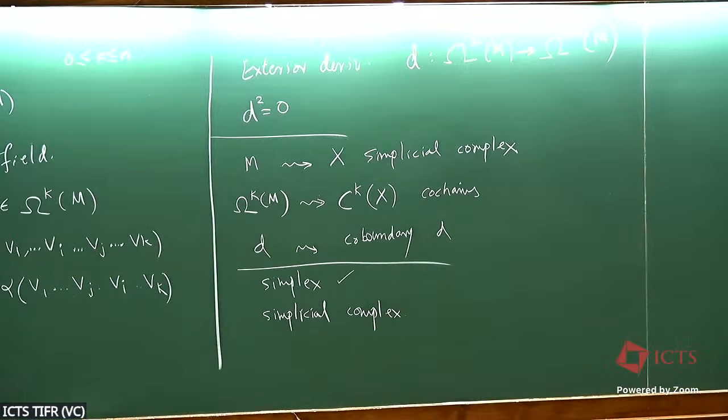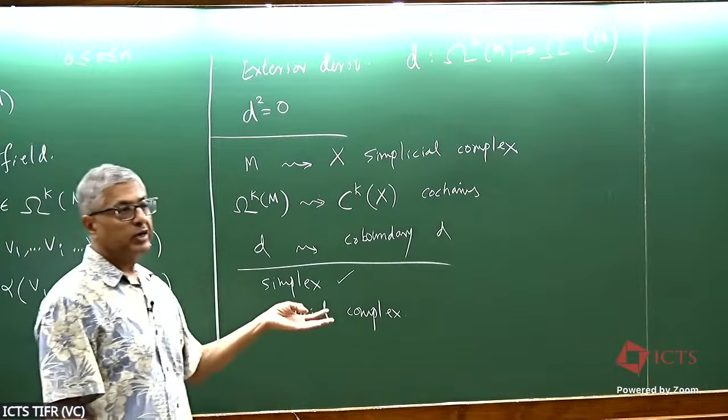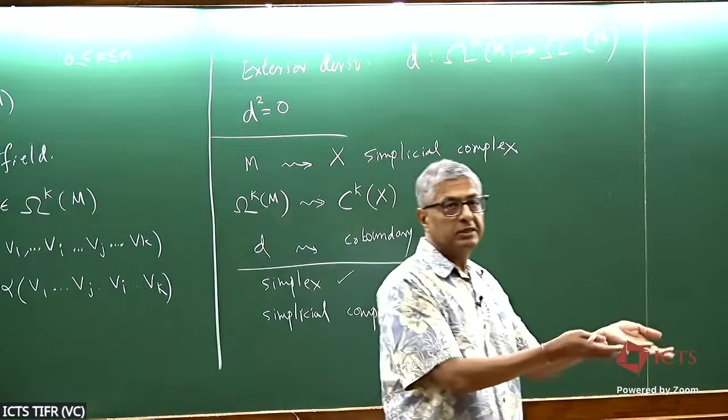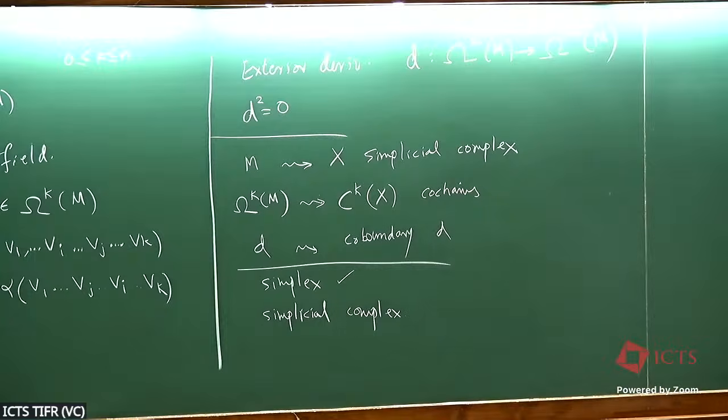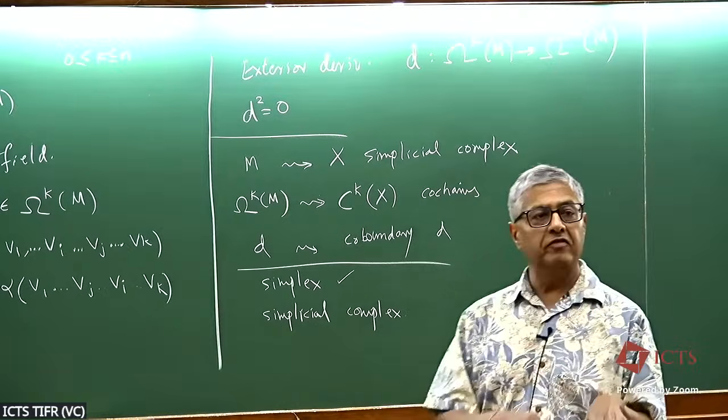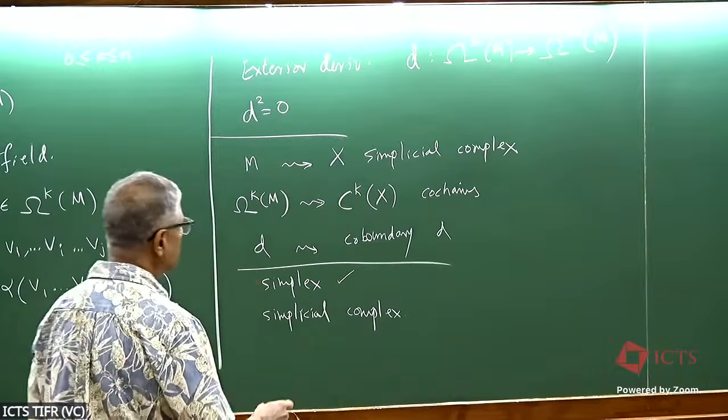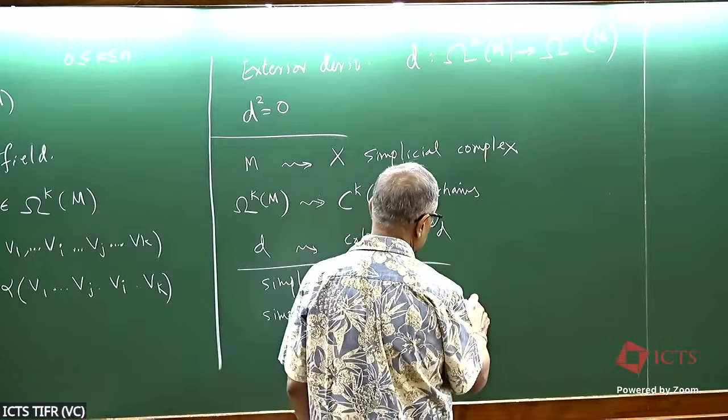So a simplicial complex is one in which if a simplex is in that complex, all its faces should also be included. So it's that structure. And if 2 simplices are in the complex, then the intersection should be a face of both of them. So what this allows is many things.